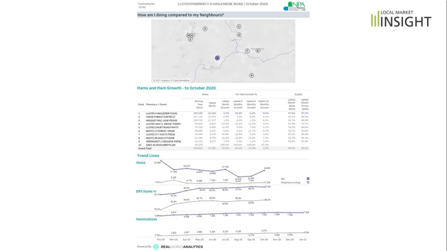Page 1. How am I doing compared to my local competition? This page outlines your pharmacy's performance against the local area competition for KPIs such as item growth, nominations and EPS penetration.